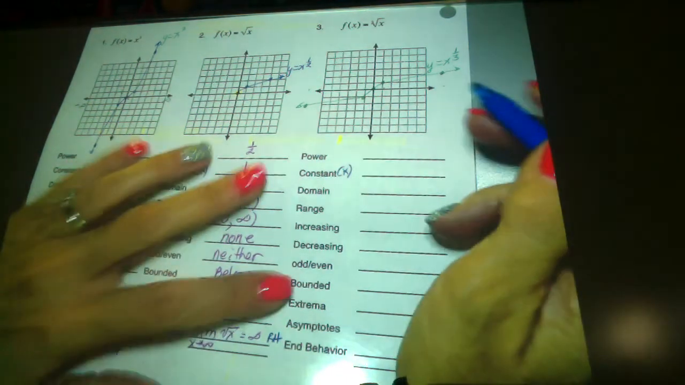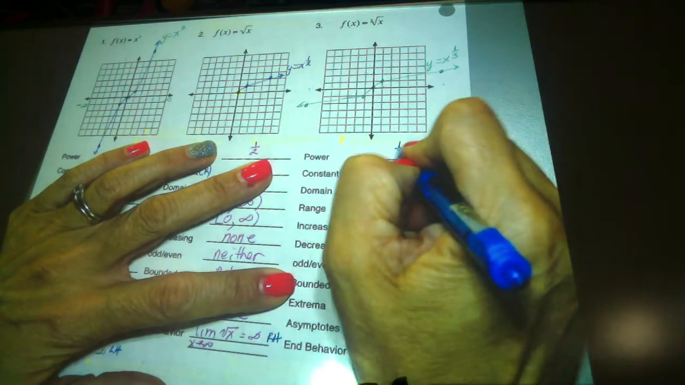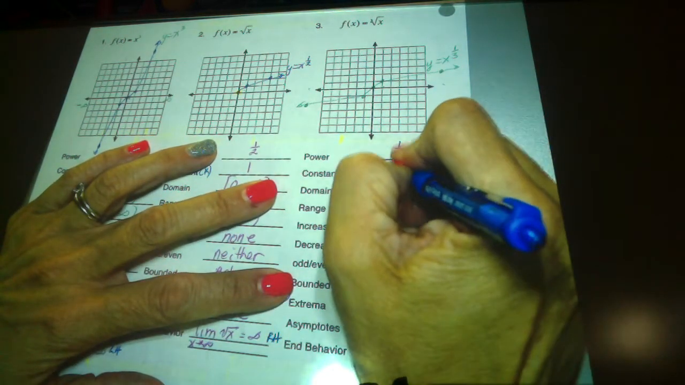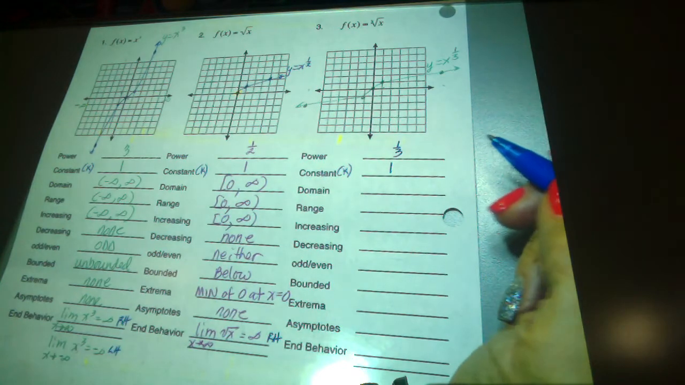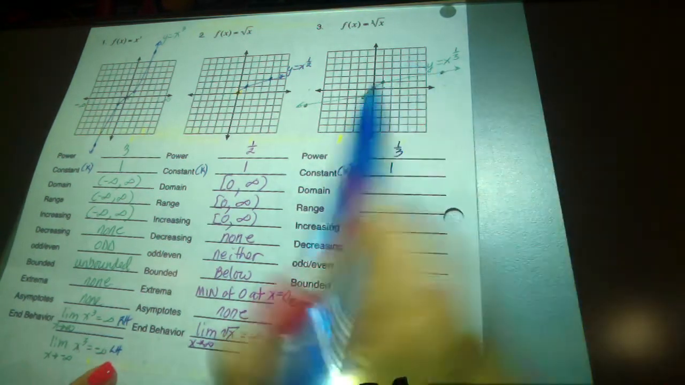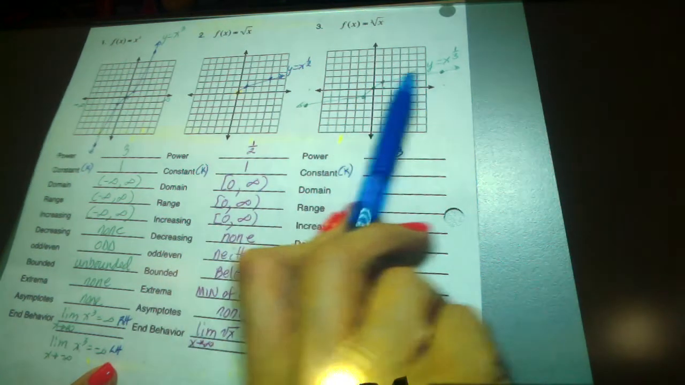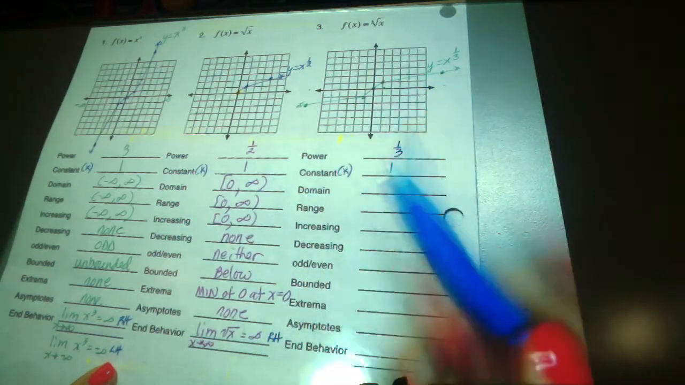What's my power? Everybody says 1/3. What's your constant of variation? 1. Now they're going to put something in front of that on your homework, just to let you know. What's my domain? What's my leftmost x value? Negative infinity to my rightmost, positive infinity.